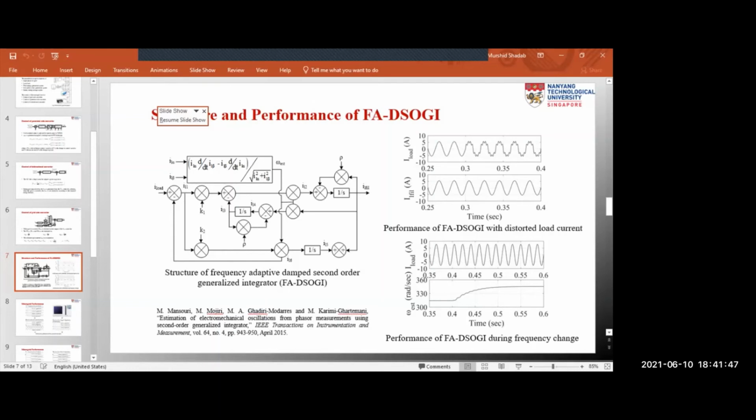We can see here in the upper figure that even if the load current is distorted, the output of the filtered current is sinusoidal in nature. Moreover, since this filter is frequency adaptive, it can adjust to minor variations in frequency. Here, just for the sake of showing, I have taken the frequency change from 50 to 55 hertz. So even such a major change, it is able to adapt.